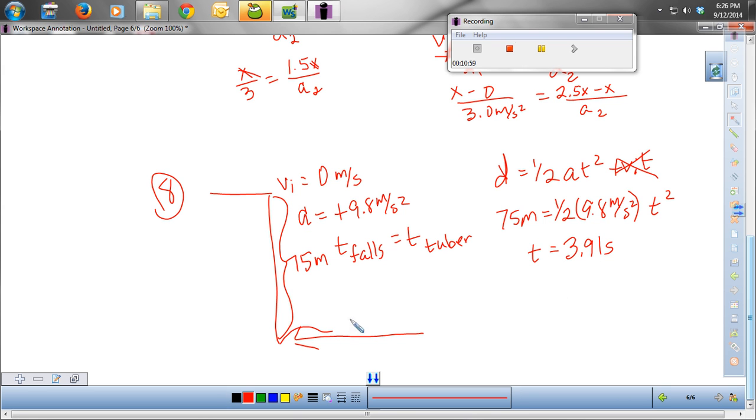And this person in the water is going to go some distance. And that's what they're asking me to find. So his average speed, because he does float and he's not accelerating, times his time gives you the distance. So his average speed is 5 meters per second. And he has 3.91 seconds to get there. So the distance he travels is going to be 19.6 meters.